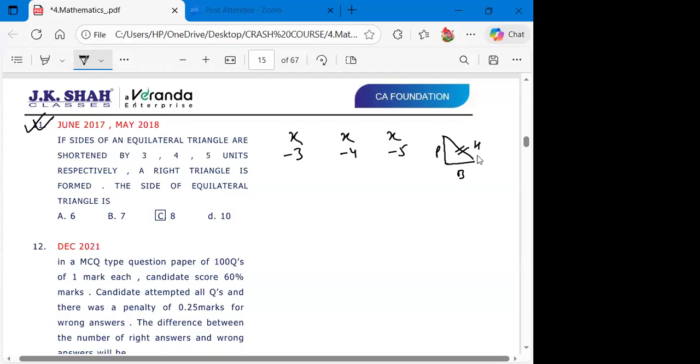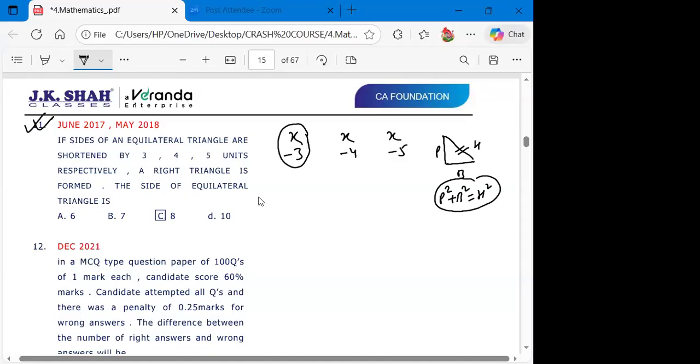Correct? So now, if you remember, there was one condition: perpendicular square plus base square is equal to hypotenuse square. Now, just wait. Since this side is the highest side, can I say in these three terms, this is the highest side? Yes. Sir, why? Because the lowest number is reduced from that. That is the main theory, that the highest side will be the side from where the lowest number is reduced.